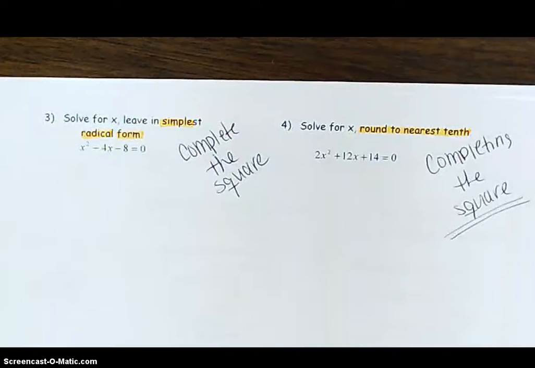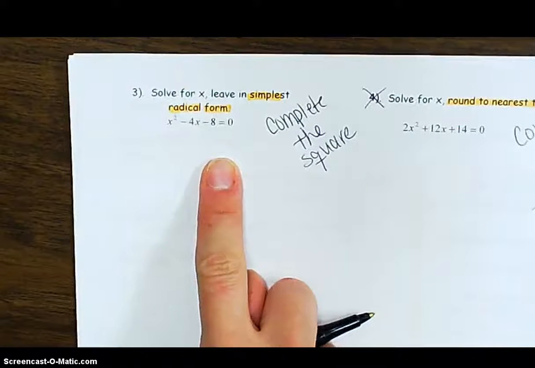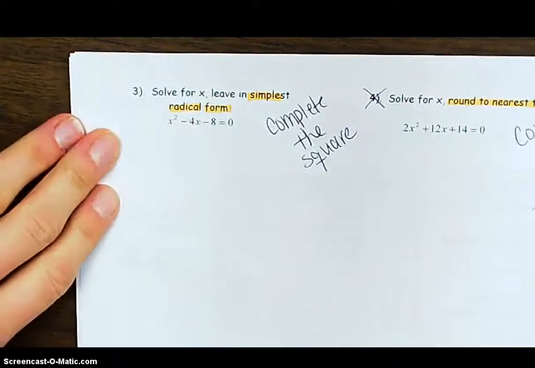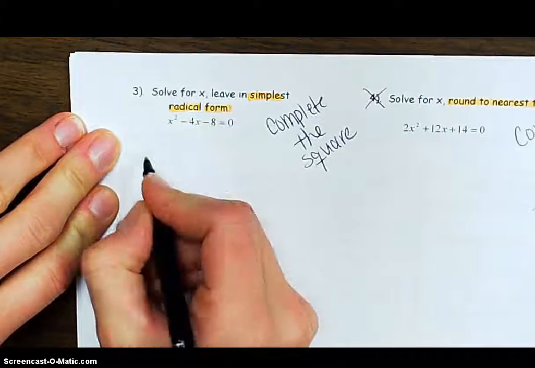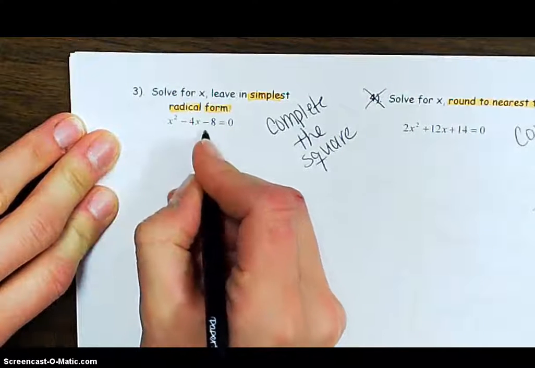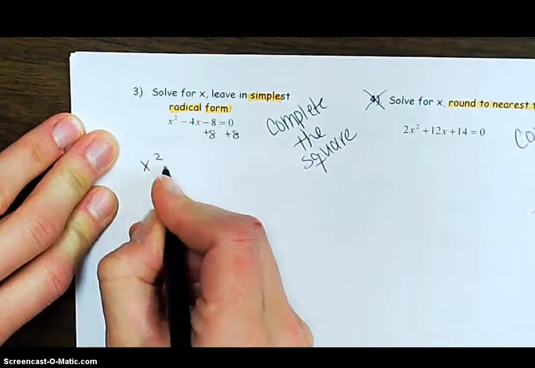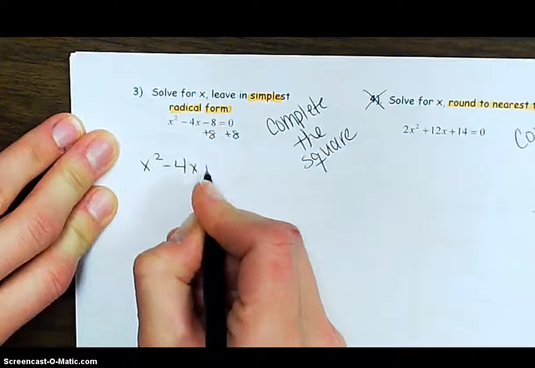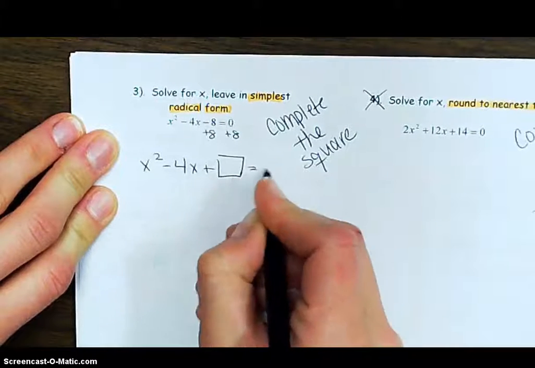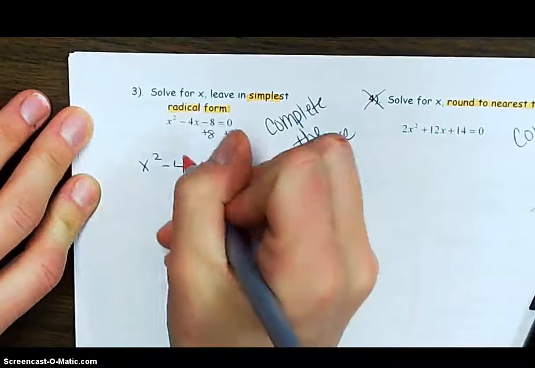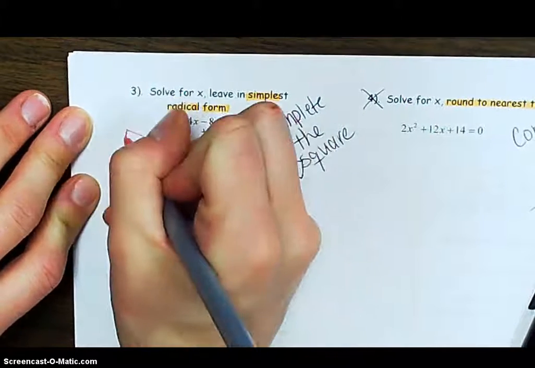Okay, so we're only going to do one of these for today, so let's go ahead. We're going to cross off number 4. We're just going to go ahead and complete the square for number 3 here. So just a little bit of a review here. So for completing the square, here we're going to bring the 8 to the other side. So x squared minus 4x, in its place we're going to put a square, is equal to 8 plus a square. Now I'm going to take this middle number, I'm going to go off to the side.